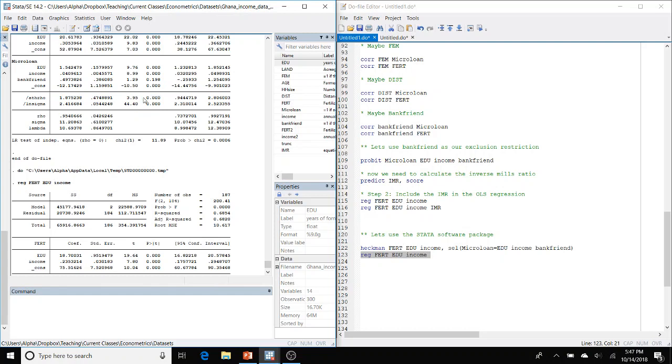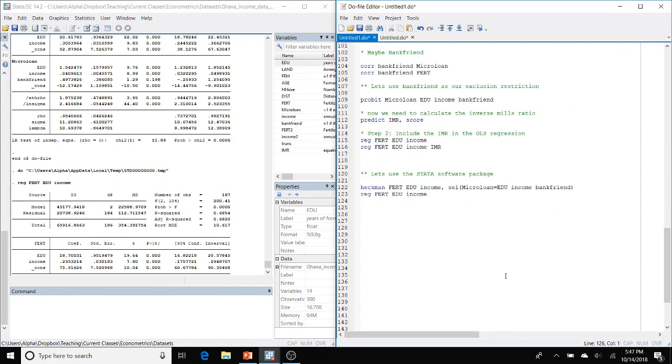Okay, so there we go. That is incidental truncation. When you solve incidental truncation in practice, go ahead and use the canned software program. It uses a more nuanced approach. I did it by hand to illustrate it.